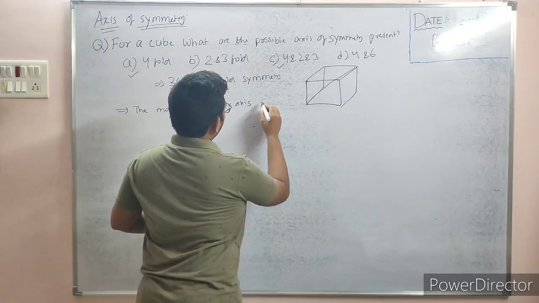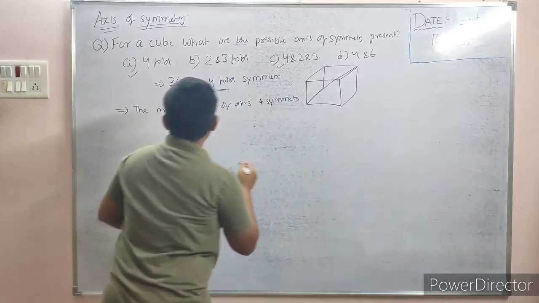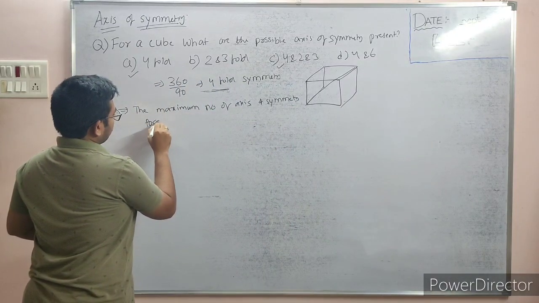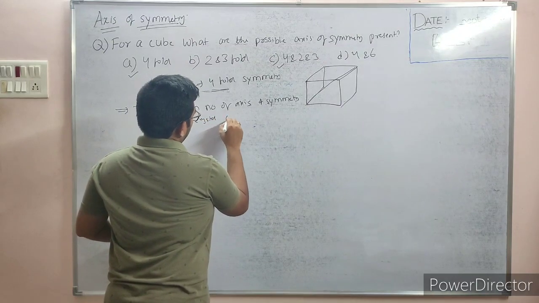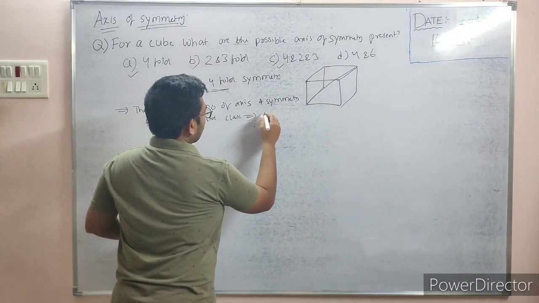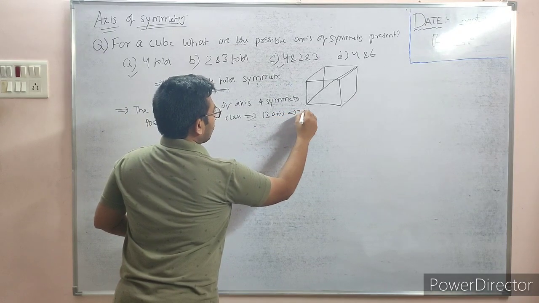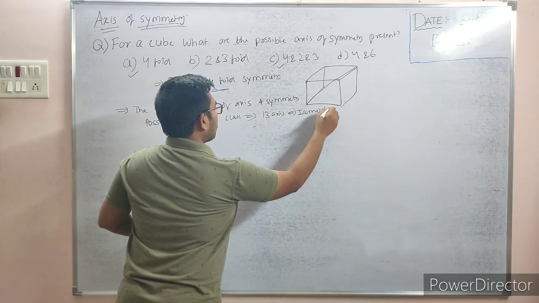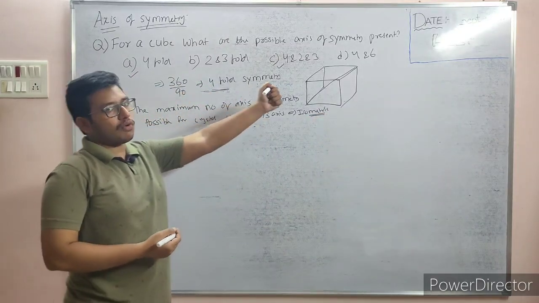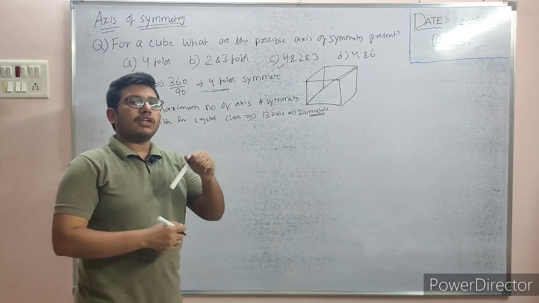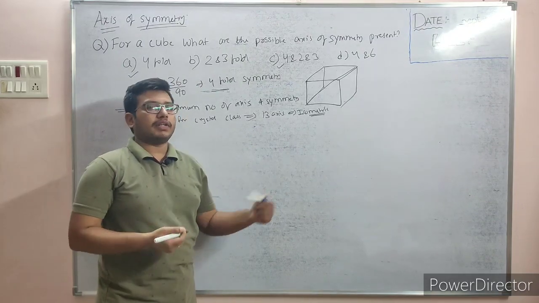The maximum number of axes of symmetry possible for a crystal class will be 13, which is for isometric. In the isometric system, we will get 13 axes of symmetry. It can be 4-fold, 3-fold, 2-fold. On different positions, different axes are situated, and they are producing 13 axes of symmetry.